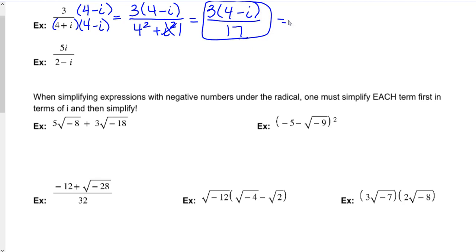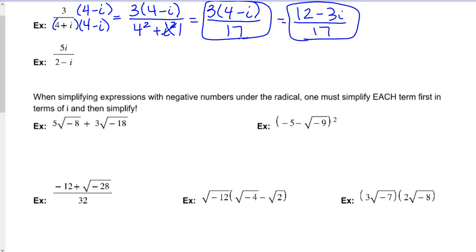Now, if you distributed, then 12 minus 3i all over 17 would be also another answer. So either answer will work. It just needs to make sure that you are completely correct. Okay? All right, let's try this next guy.